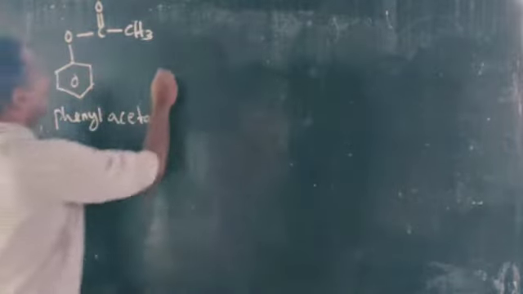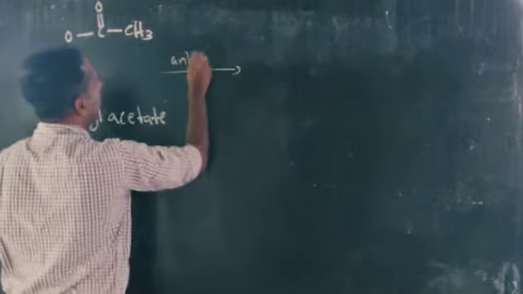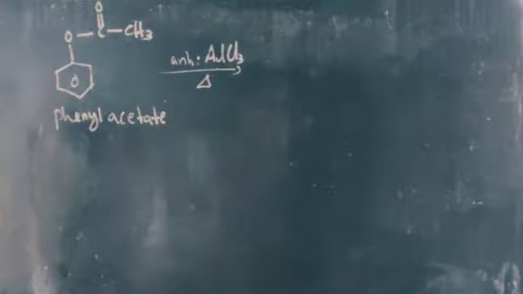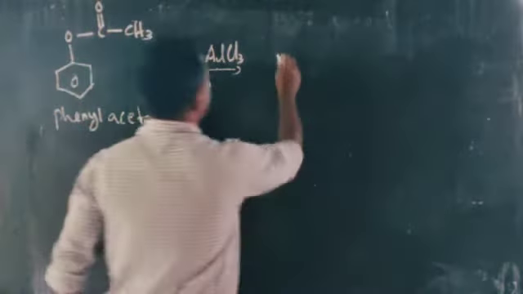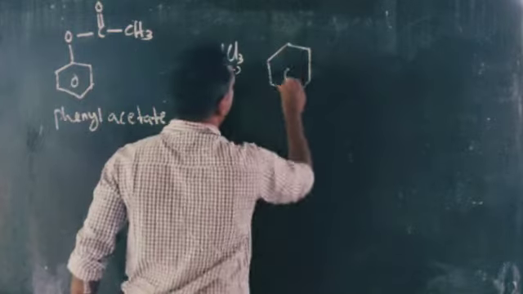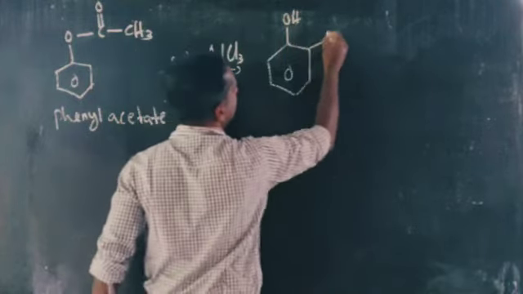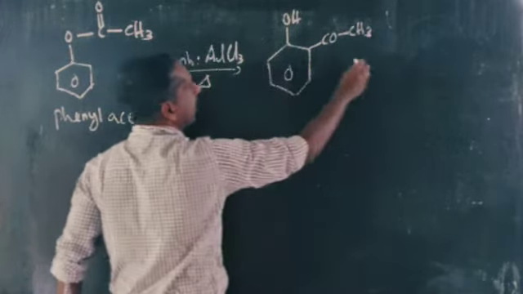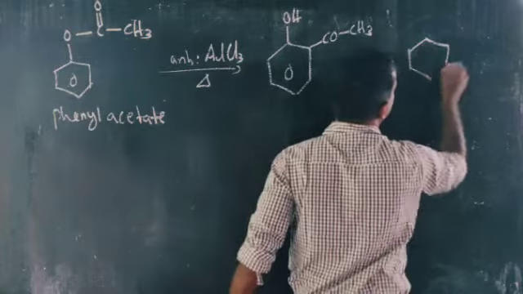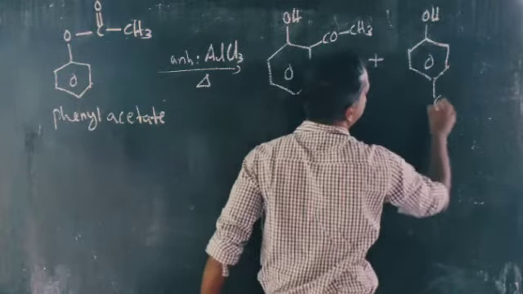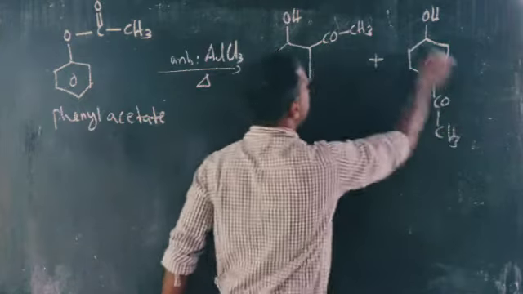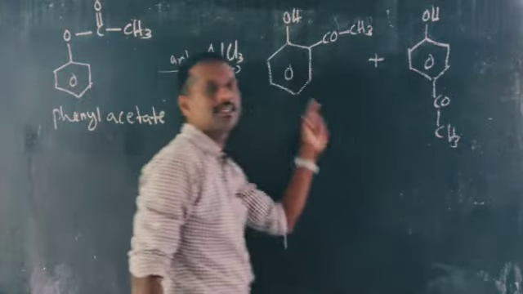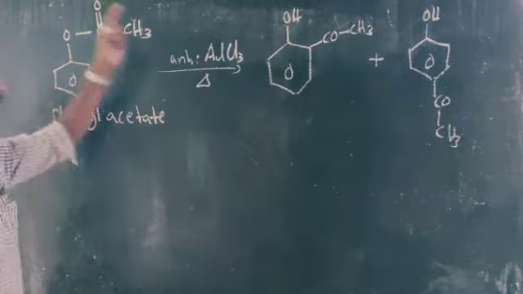Phenyl acetate is treated with anhydrous AlCl3. Of course, heating is required. And what do we get? We get ortho and para acylated phenol. The acyl group, COCH3, comes in the ortho position, and we get the para acylated phenol with COCH3 in the para position. So the acyl group is coming ortho to the hydroxyl group and para to the hydroxyl group. This type of rearrangement is known as Fry's rearrangement.